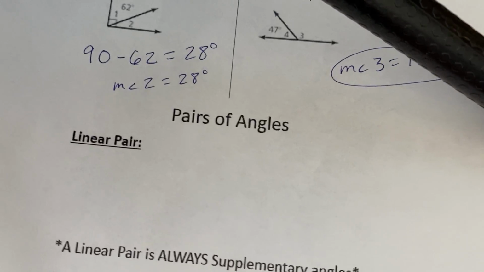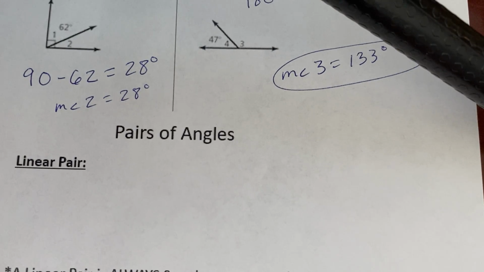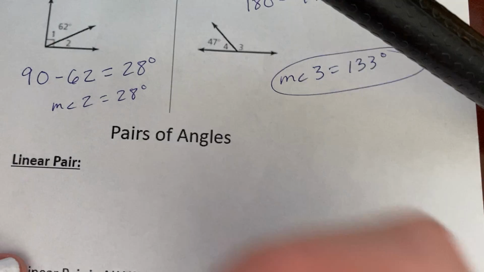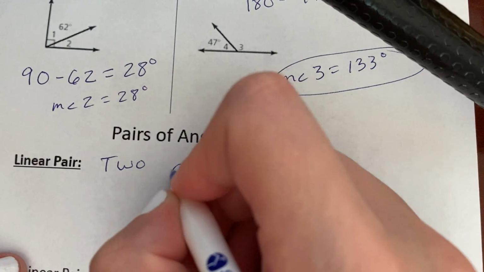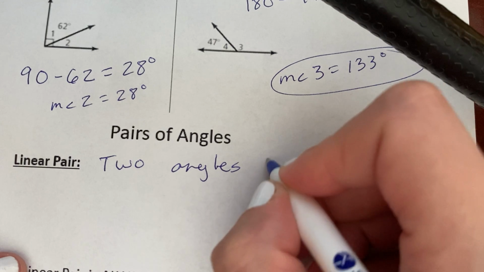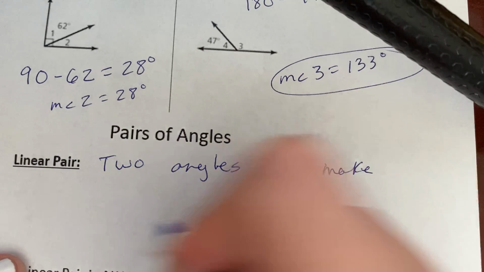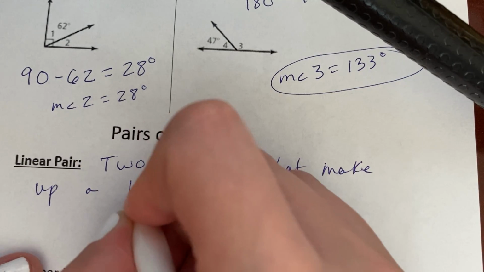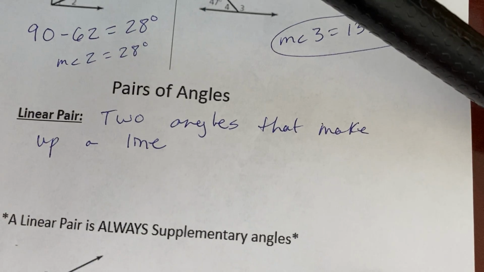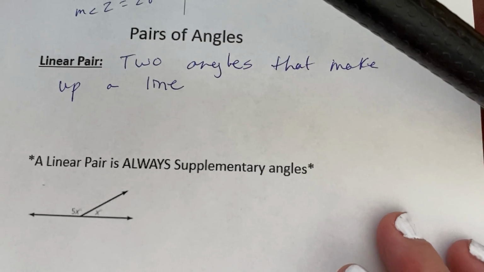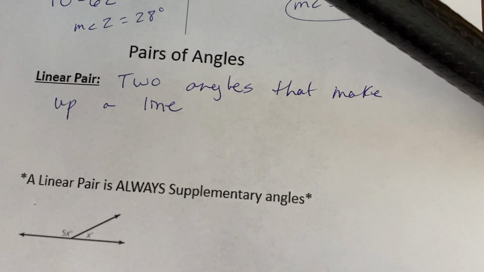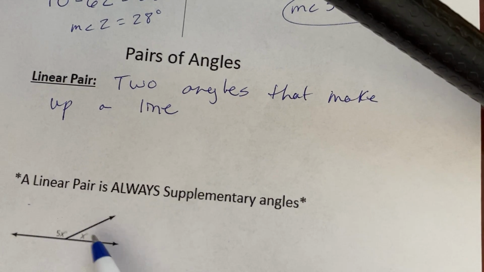All right, this is another vocab word you're going to have to know: linear pair. A linear pair is just two angles that make up a line. A linear pair is always supplementary. But supplementary angles are not always a linear pair because they can be non-adjacent. Also, if 3 angles make up a line, that wouldn't be considered a linear pair because that's 3 angles, not a pair of angles.